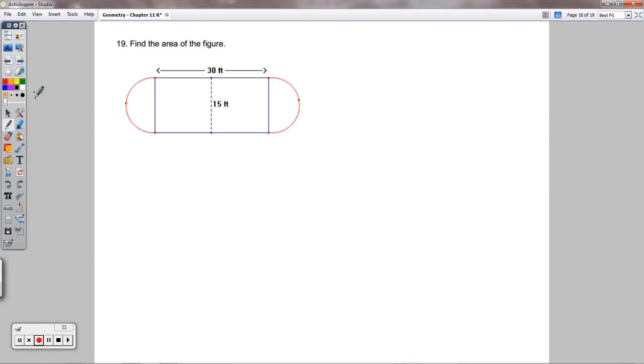Number 19, find the area of the figure. I'm going to color code things like you see here. So the area of the whole thing is going to equal the area of the rectangle that you see here plus the area of two half circles. You put them together, you get a whole circle. So this is going to equal base times height for the rectangle, and the circle is going to be pi r squared.